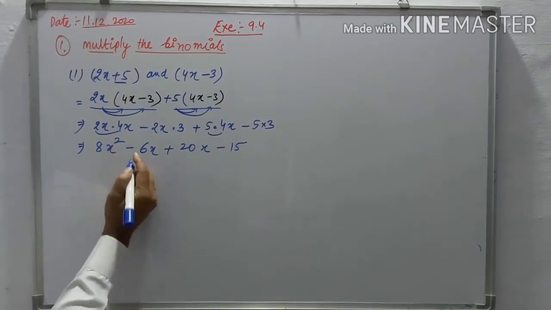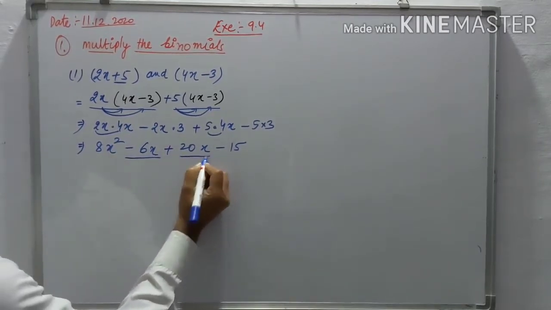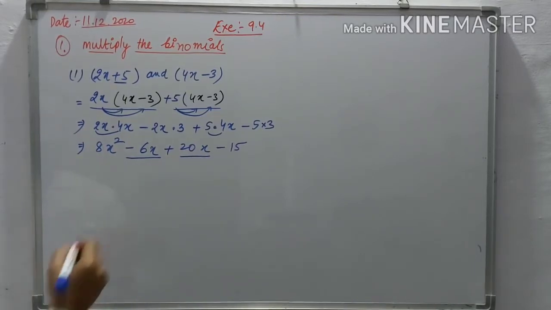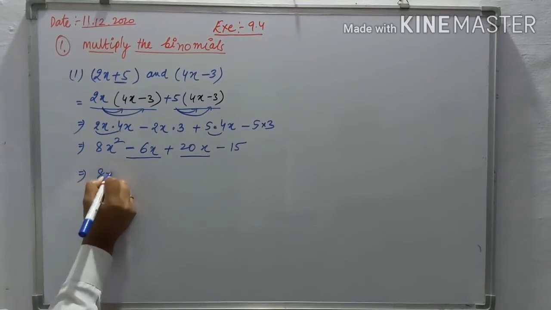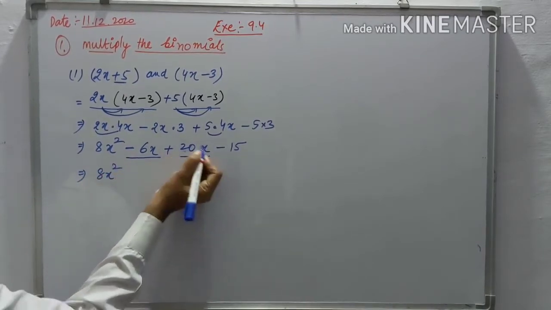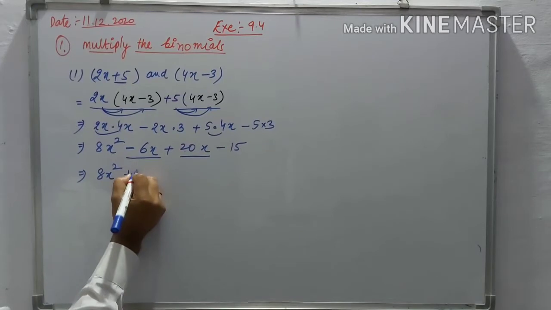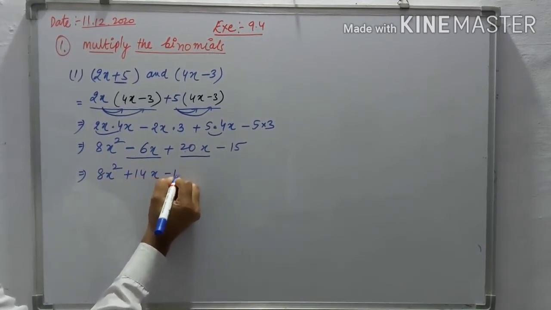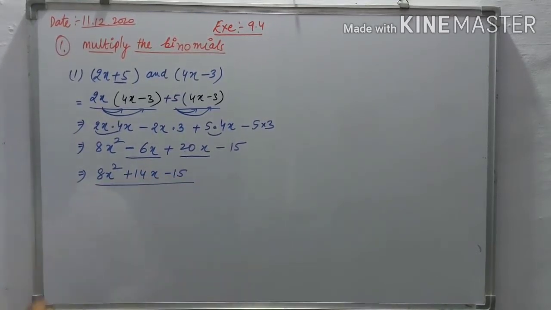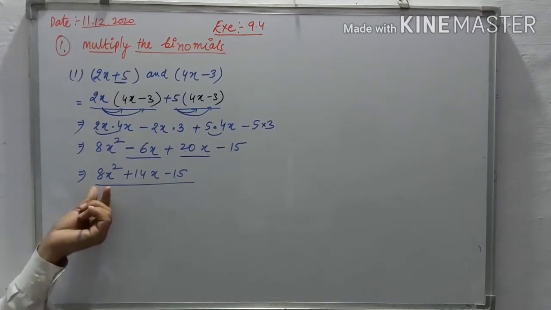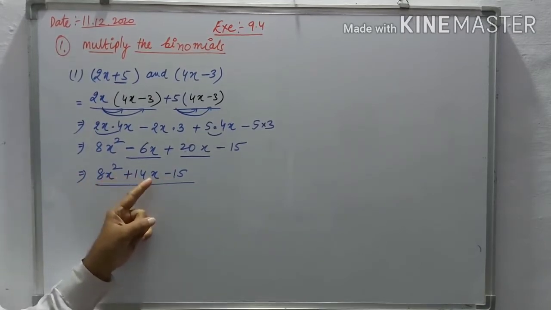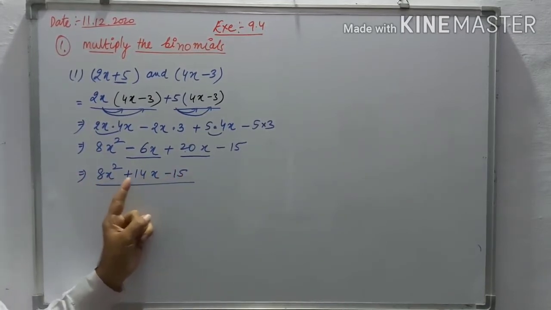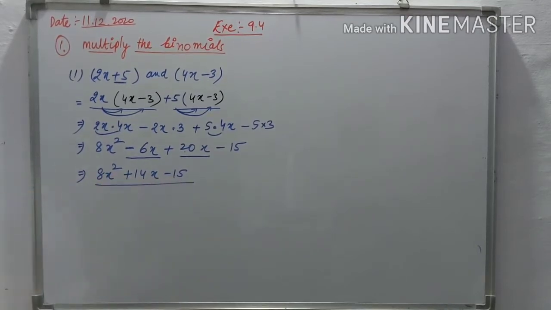Here minus 6x and plus 20x are like terms, with different signs, so 20 minus 6 is plus 14x. So this is the answer of the first multiplication: 8x square plus 14x minus 15. Here there is x square, x, and a constant with no x. It is three terms, which are unlike terms.